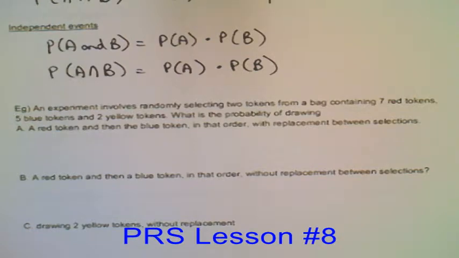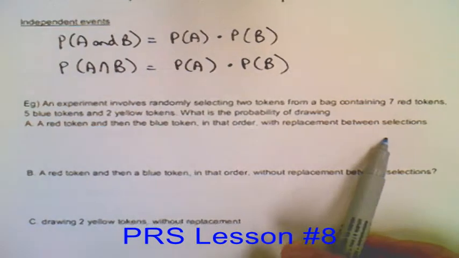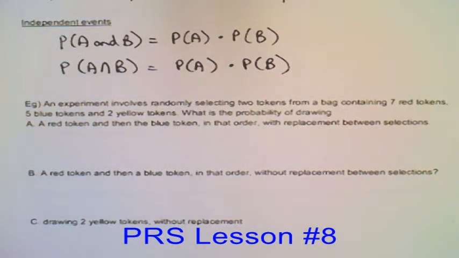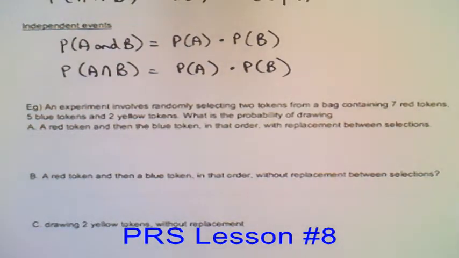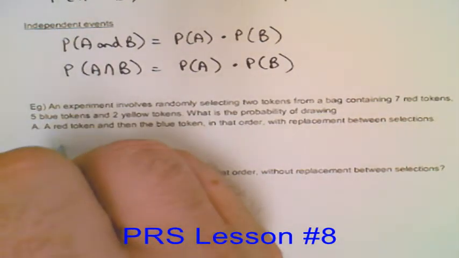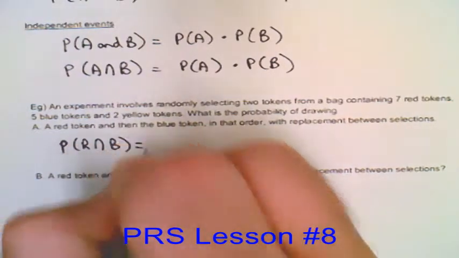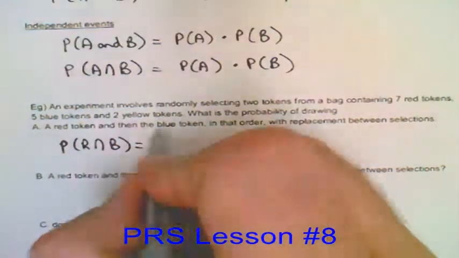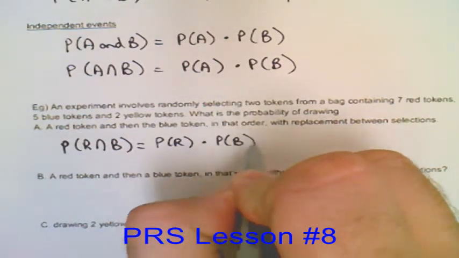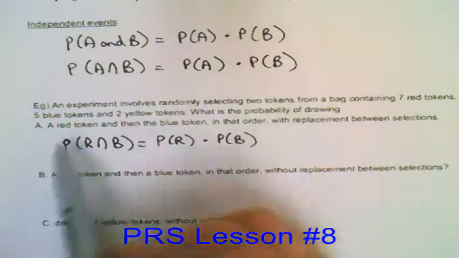If I look at a question like this, an experiment involves randomly selecting 2 tokens from a bag containing 7 red, 5 blue, and 2 yellow. What is the probability of drawing a red token and then a blue token in that order with replacement between selections? So with replacement means I'm putting the token back. So whatever I get first, I'm putting back in. If I'm putting them back in, then these are independent. It's not changing.